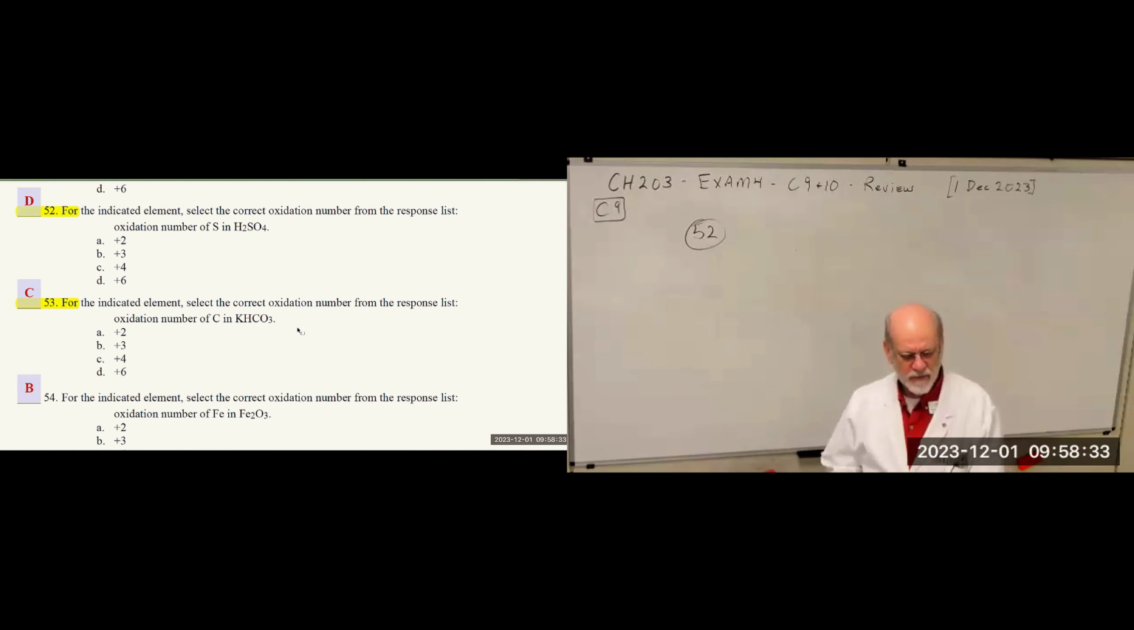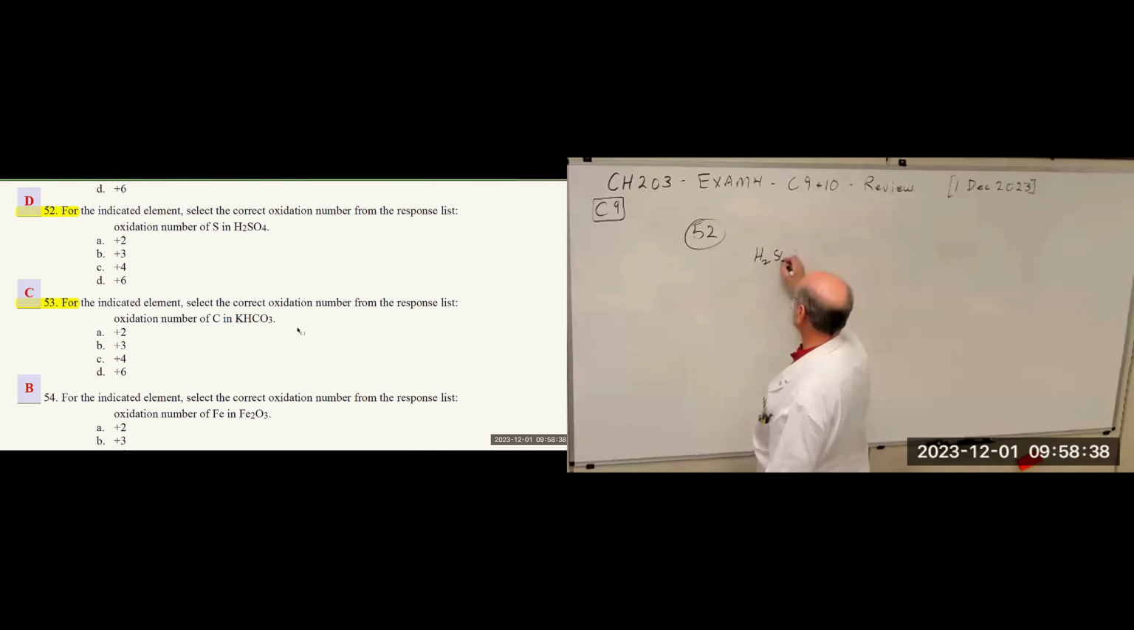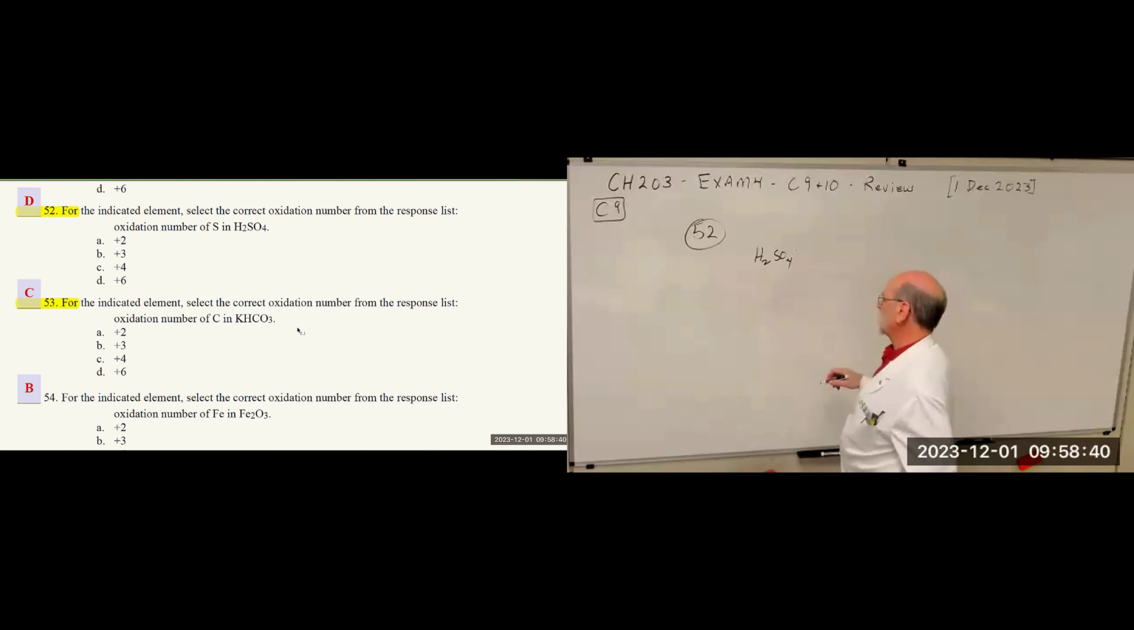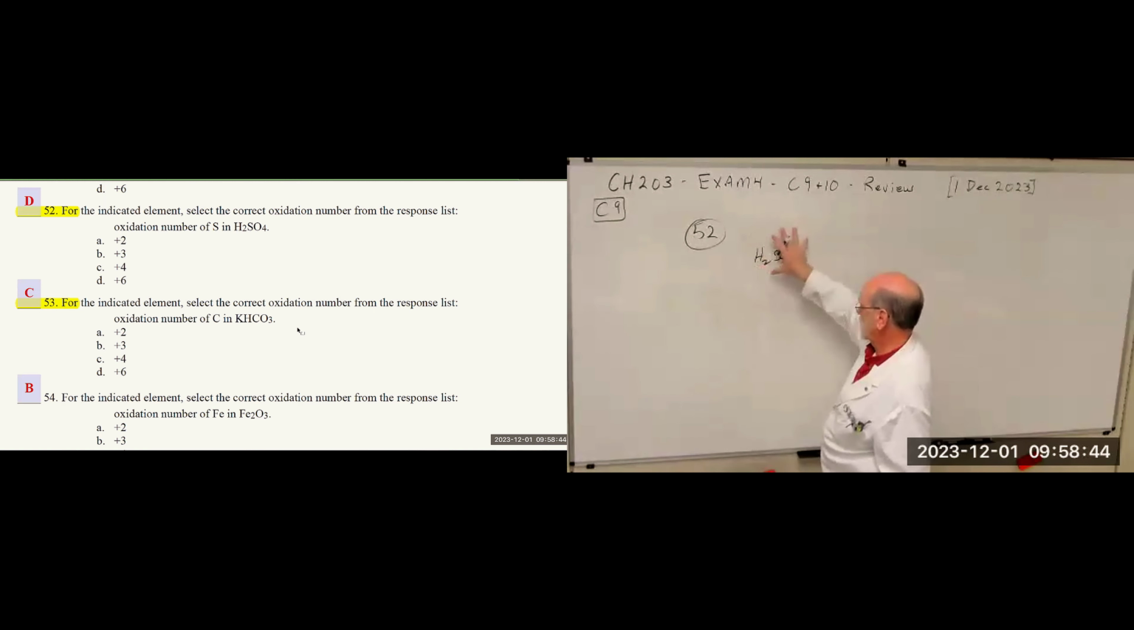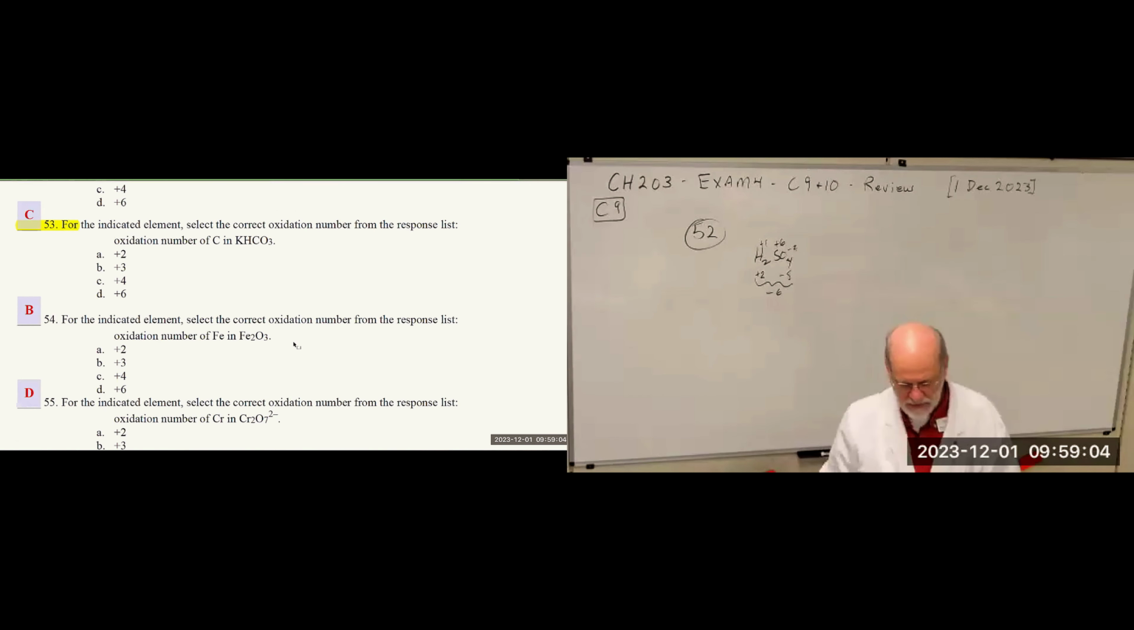Oh, oxidation number of sulfur in H2SO4. We can do this one whole. It's not a big deal. We can do it separate, or we can do it as the polyatomic ion, or we can do the whole thing. So if this is +1, that's +2 total. This is -2, that's -8 total, which means -6. That's +6 for sulfur, which is D. 53.